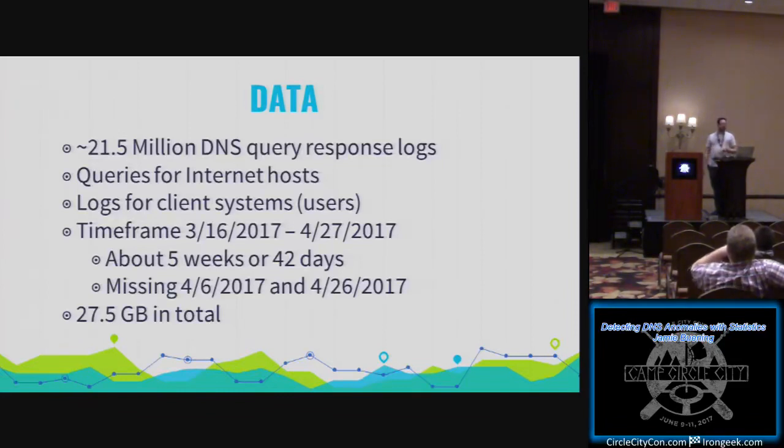The time frame was March 16th to April 27th. That's about 5 weeks, 5 whole weeks, or 42 days. The data set was missing 2 days, the 6th and the 26th of April. And in total, the raw data was 27.5 gigabytes. Once you bring it in and you change some of those string values to integers and date time formats, it shrinks down quite a bit. And of course, we throw out some of the extraneous text as well, so it ends up being less actually in memory.